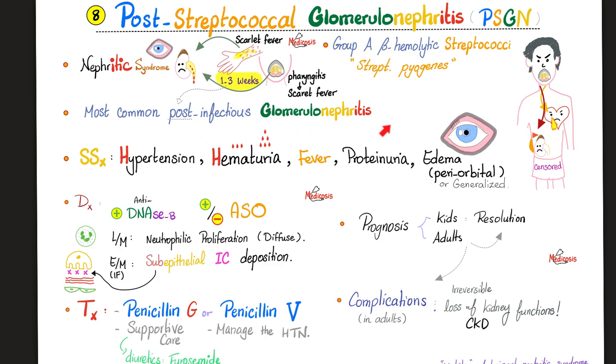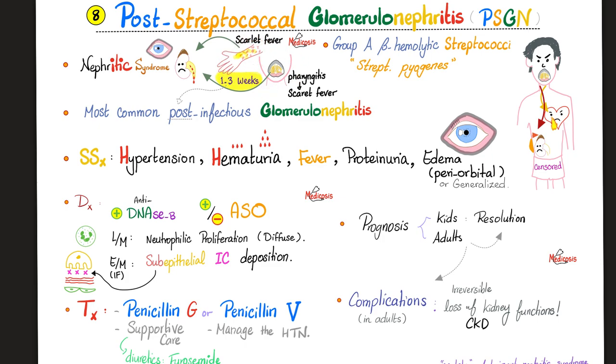It's a post-infectious glomerulonephritis. Signs and symptoms: hypertension, hematuria, jugular venous distension, oliguria, periorbital edema, and proteinuria. Diagnosis: antibodies against DNase B. Maybe or maybe not antibodies against ASO, depending on whether the first infection was a skin infection or a pharyngitis.